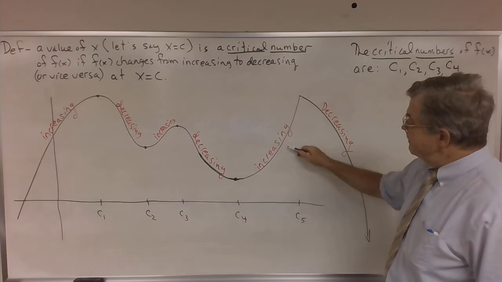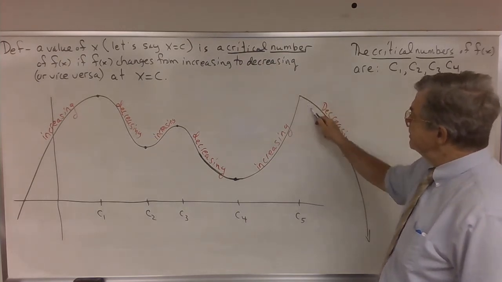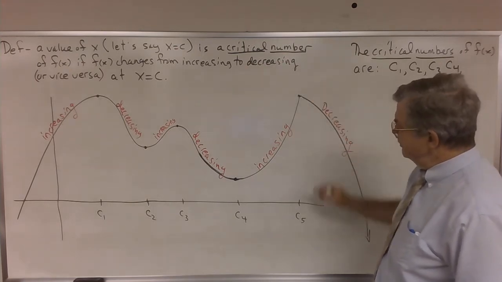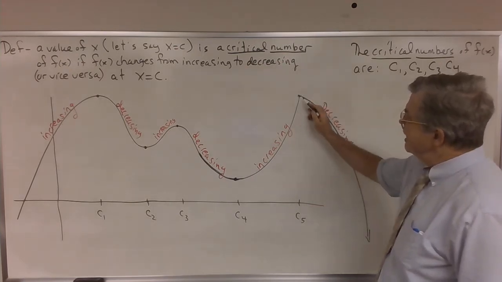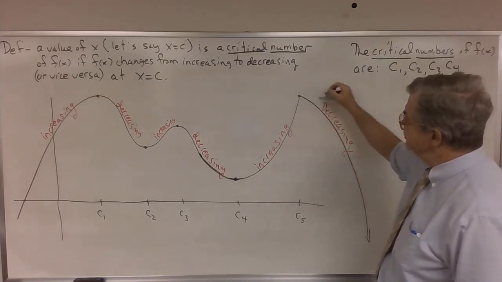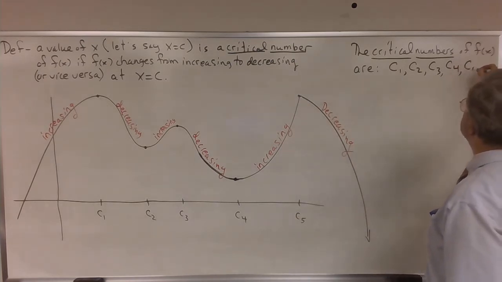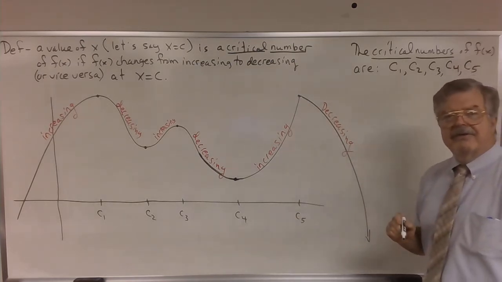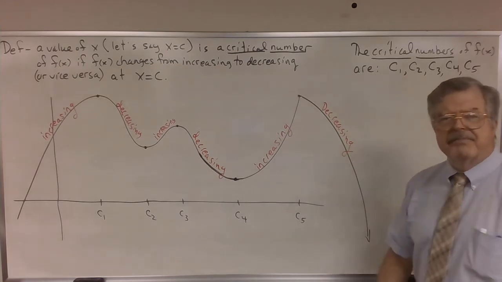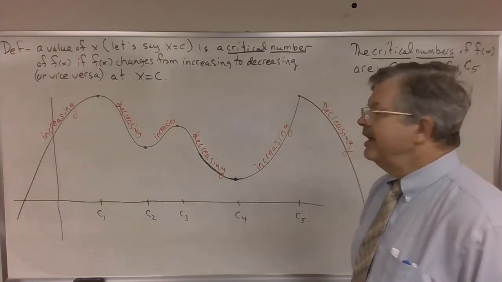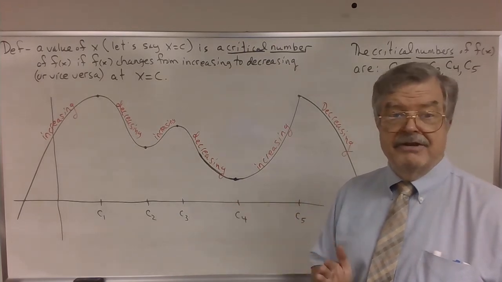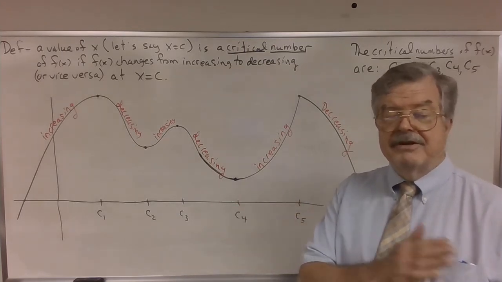And at c5, the function changes from increasing to decreasing. So right at this point, where x equals c5, we have a critical number because right at this point, the function changes from increasing to decreasing. So those are our critical numbers. And remember how we've defined a critical number. A critical number is an x value where the function changes from increasing to decreasing or from decreasing to increasing.